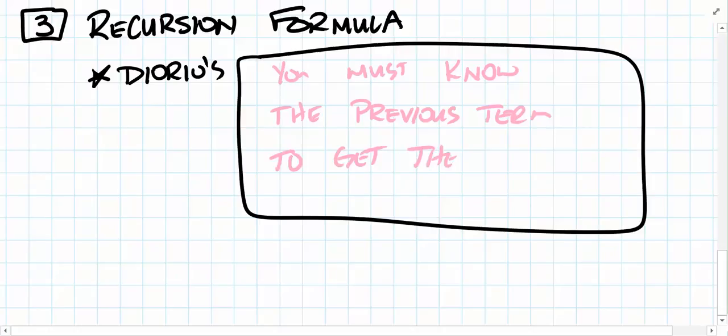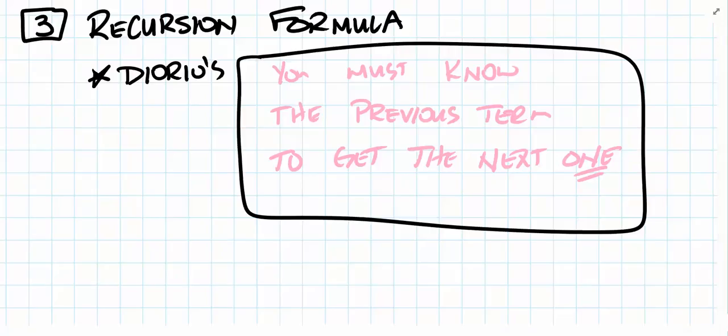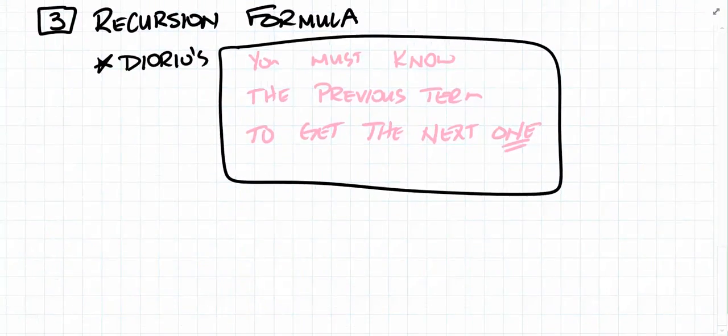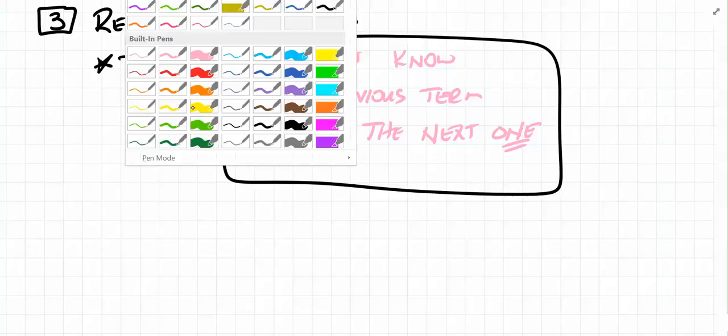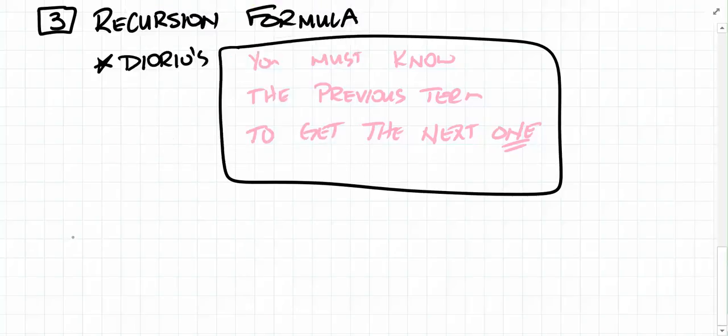Okay, now that's my very simplified version of what it means to be a recursive formula. You have to know the previous term in order to get the next term. So let me give you an example of this to illustrate the point, all right? I'm going to give you a sequence. I'm going to tell you that a sub 1 is equal to 5.